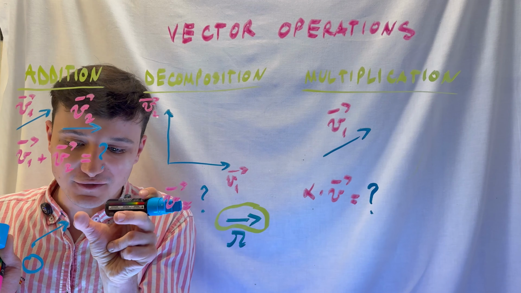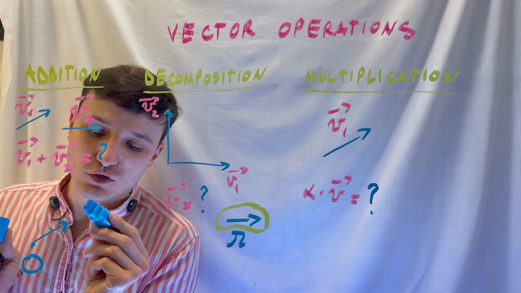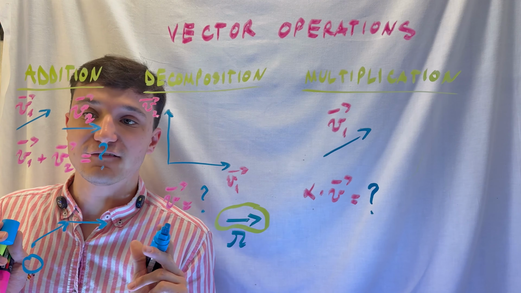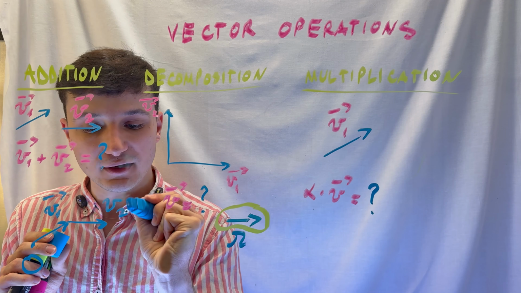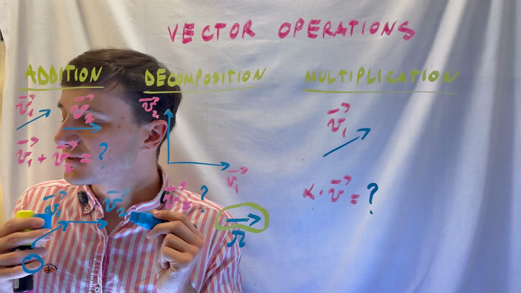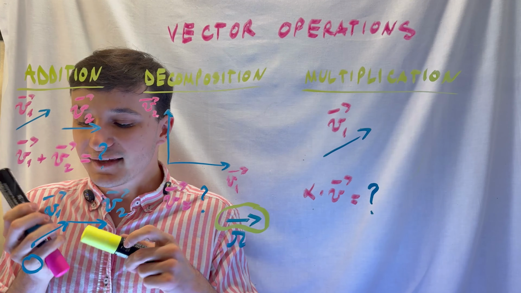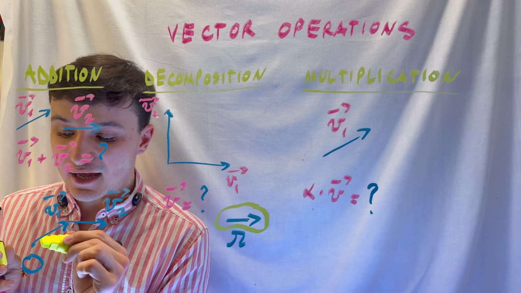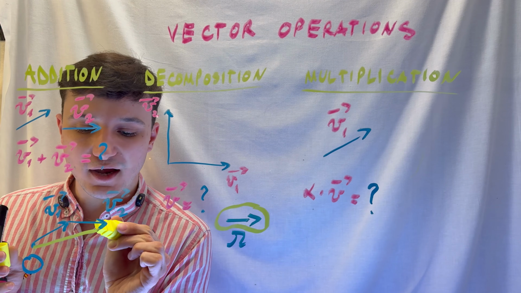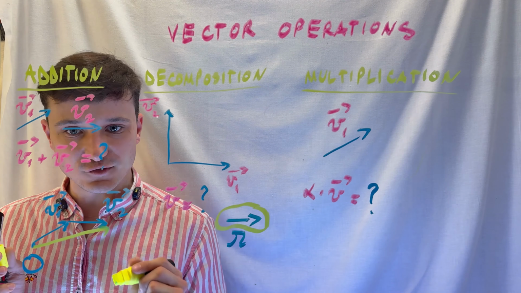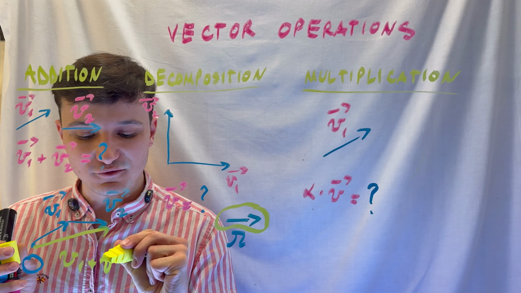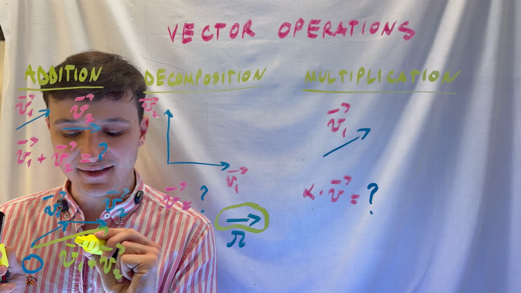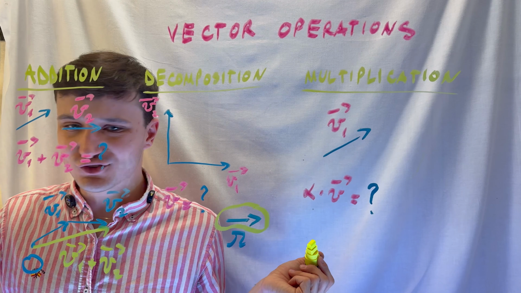So I take v2 and I put it starting from the top of vector 1. So this is v1, this will be v2. So then what's the sum? The sum is nothing more than tracing our origin to the final point where we end up. This yellow arrow right here, that is v1 plus v2 vectorially. Pretty cool, huh? It's all geometry.